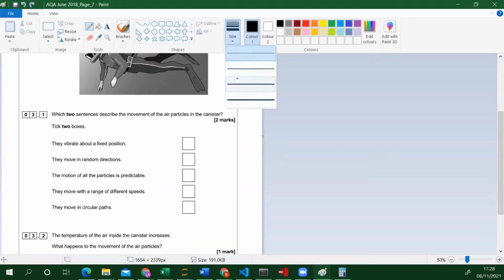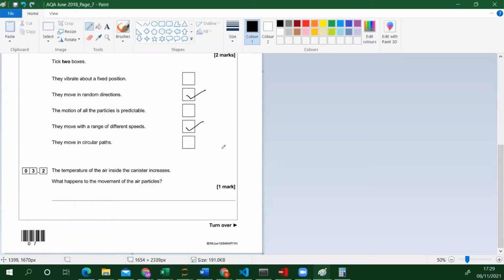So they don't vibrate about a fixed position, because that would be solid. They move in random directions. That's true, so this is a tick. The motion of particles is predictable, not in a gas. They move with different speeds, that's true, not all the same speed. They move in circular paths, there's no reason why they would. So it's those two.